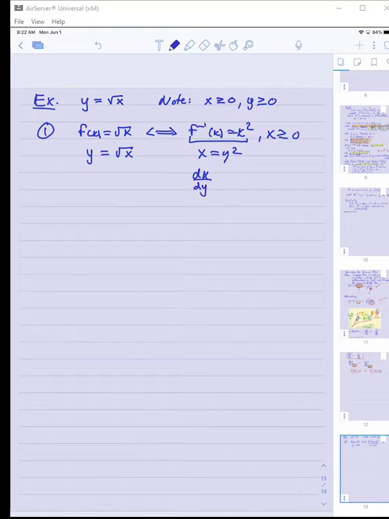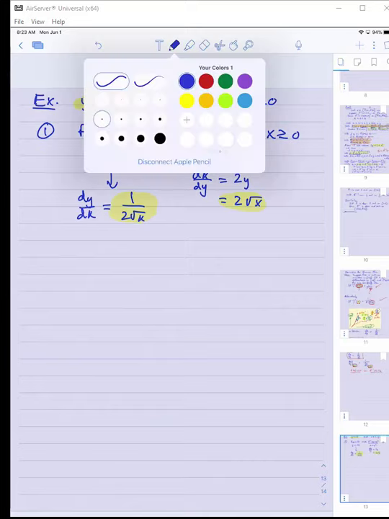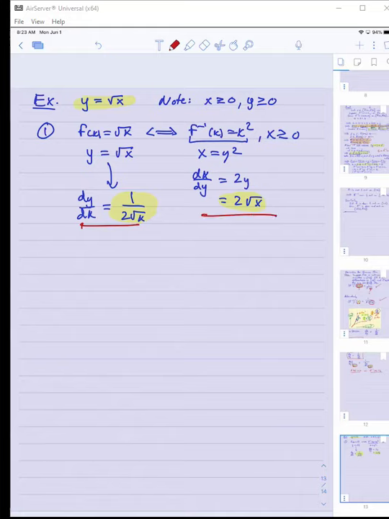What's dx/dy? It should be 2y. But what's y? It's square root of x. So that means dx/dy is 2 times square root of x. Okay, what's dy/dx taken directly from y equals square root of x? Well, it's the derivative of square root of x with respect to x, which is 1 over 2 square root of x, which is certainly the reciprocal of dx/dy. So with this simple derivative, this definitely appears to be working.